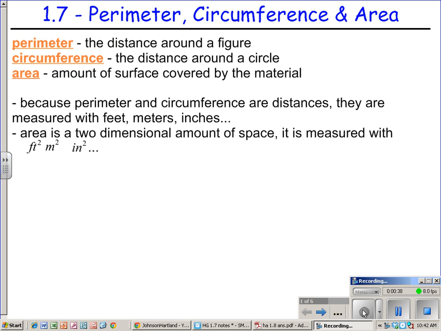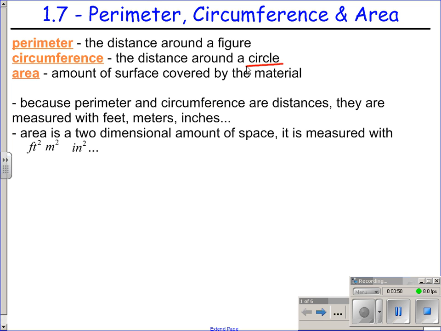But basically, perimeter is just a distance around. So you're just going to be adding up the side lengths of a polygon. The circumference is the same thing, but it's a term that's only applied to a circle. The circumference is the distance around a circle. For the circumference, we use a capital letter C. For perimeter, most of the time we'll just use a capital P. The area is the amount of surface covered by the material. That kind of implies that it's a two-dimensional space. A lot of times we use a capital A for area.